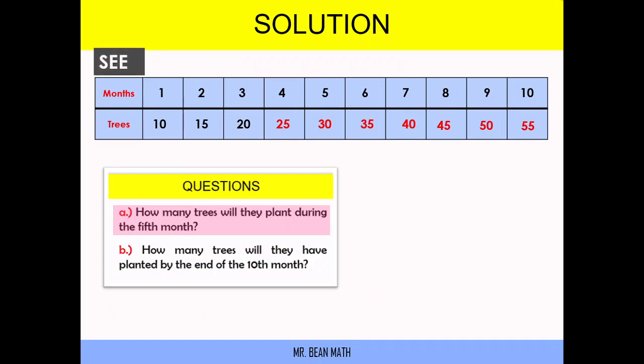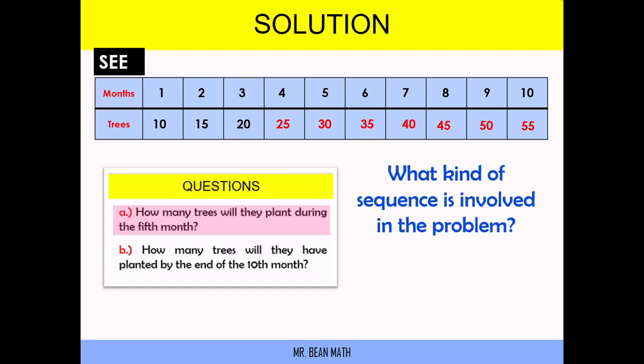Now let's pinpoint what is being asked. How many trees will they plant during the 5th month? So, what kind of sequence is involved in the problem? If mapapansin nyo, the given sequence has a common difference of 5. So therefore, this is an arithmetic series.